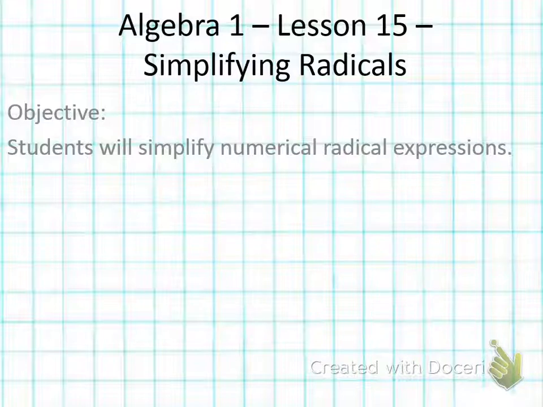Radicals, we call them the square root sign. Raise your hand if you've seen this sign before. Square root, okay? We actually call that a radical sign in math, and we call it a square root.